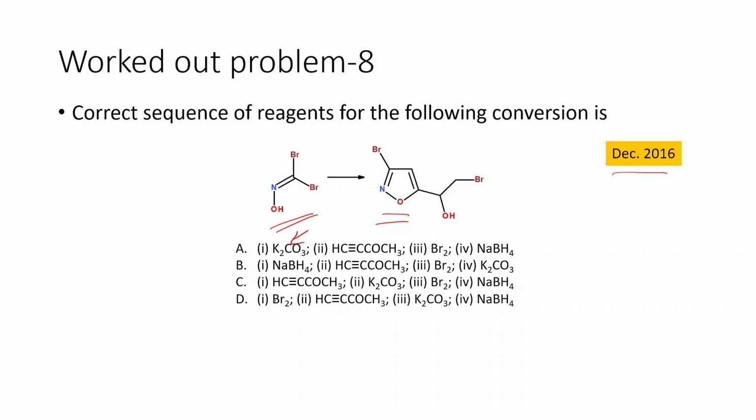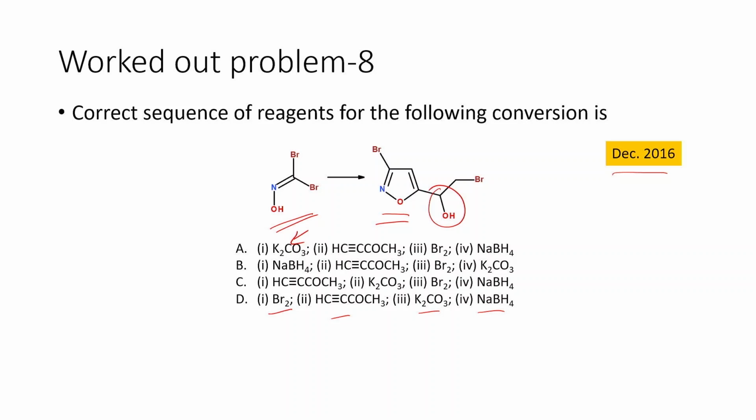And in the third option, the first reaction is with an alkyne followed by a reaction with potassium carbonate, followed by reaction with bromine and then a final reduction reaction. And D is a reaction with bromine followed by alkyne, the third step is reaction with potassium carbonate, and the last step is a sodium borohydride reduction. So if we look very carefully, options A, C and D all have sodium borohydride as the final step, and in the final product also we have an alcohol unit.